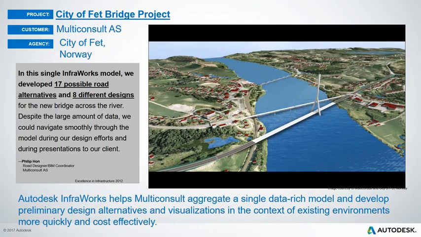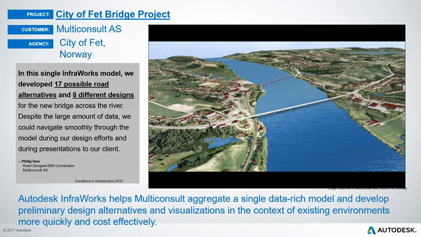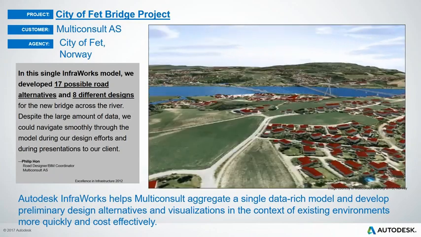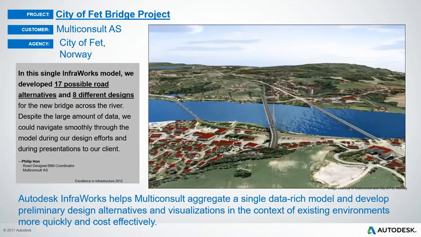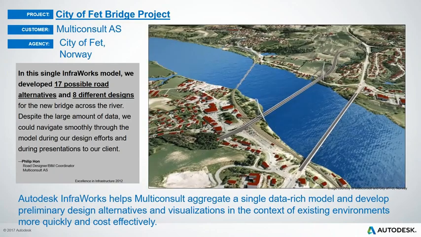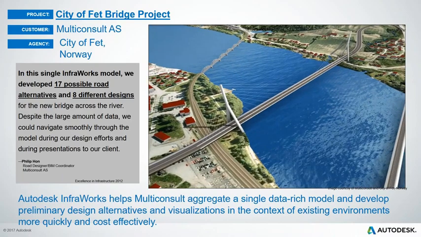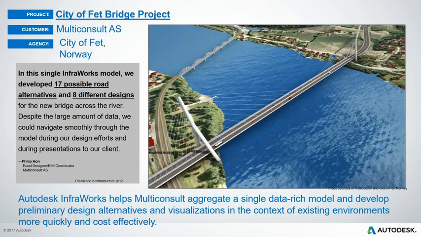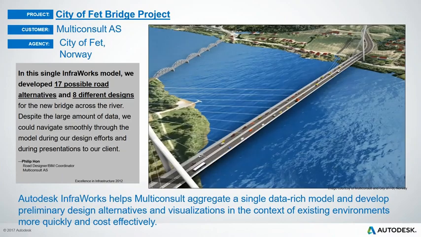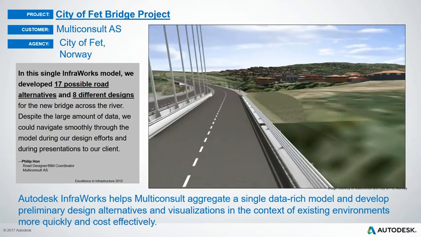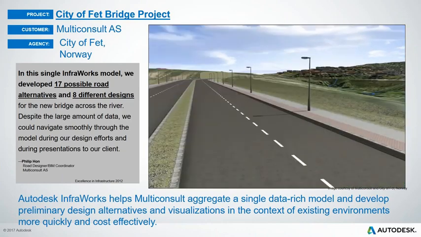An example of leveraging InfraWorks with Revit and Civil 3D is from the city of Fet in Norway. This was created with Multiconsult. They created 17 road alternatives and 8 different designs for the bridges, and they simulated driving on them or through them using InfraWorks. Revit was used for designing the bridges, and Civil 3D was used for designing the road alignments. Those two were brought together into InfraWorks for visualizing and experiencing the project even before moving to the site or hitting the ground.